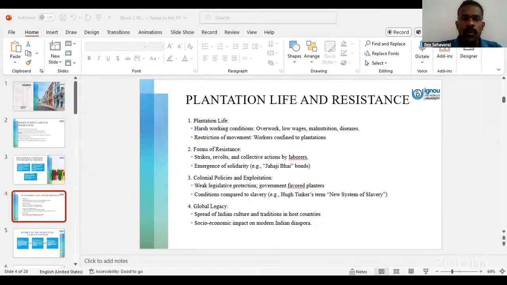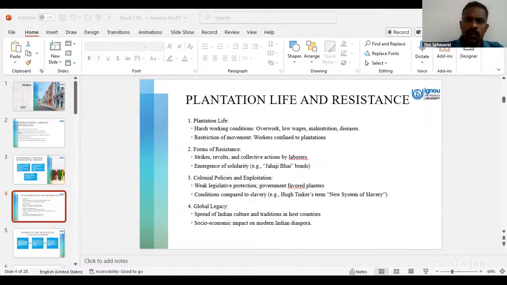There was no proper shelter for them, no restrooms or any facilities like for their education and all those things, and they were restricted from moving and confined to the plantation. So if another plantation pays 150 rupees instead of 100, they are not allowed to move because they are indentured laborers, right?